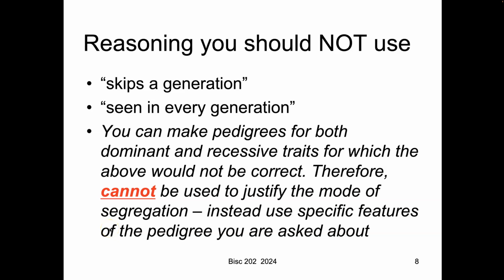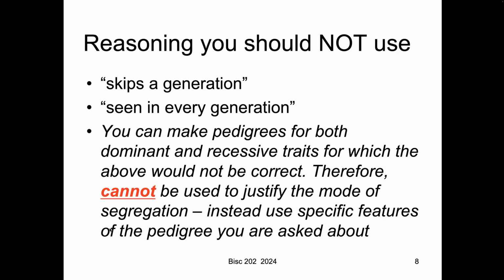Okay, I'm going to start the second prep with just a couple of suggestions, because when you answer a question on pedigrees, there will be 1 point for the correct answer of mode of segregation. There will be 2 points for the reasoning. And so I want to be super clear about the kind of reasoning I'm looking for.